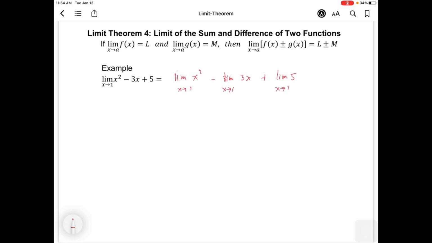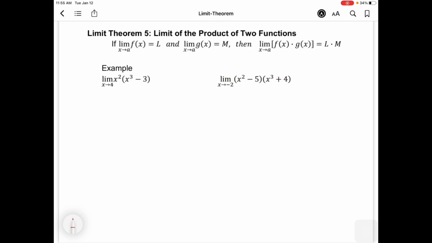Now, in this case, apply lang natin yung mga naunang theorem natin to simplify. So, magkakaroon tayo dito ng 1 squared minus 3 times 1 plus 5. Then simplify, this will be equal to 1 minus 3 plus 5. Now using the m dash, magkakaroon tayo dito ng sagot na positive 3.